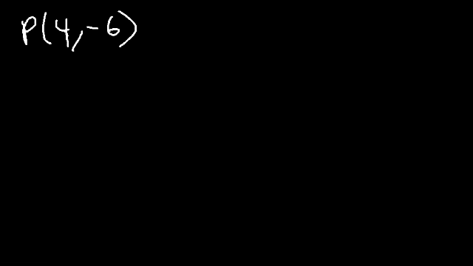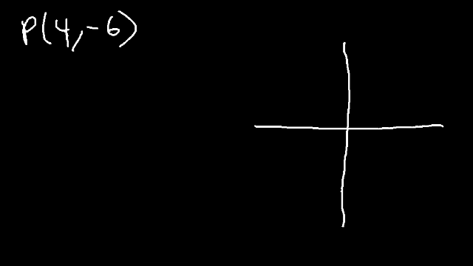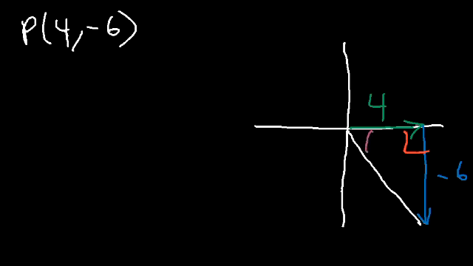So for a question like this, you want to draw a graph and then plot the point, but as you plot it, turn it into a right triangle. So x is positive, so we need to go 4 units to the right. Y is negative, so we need to go down 6 units and then turn it into a triangle. So here we have the hypotenuse and theta in a standard position.